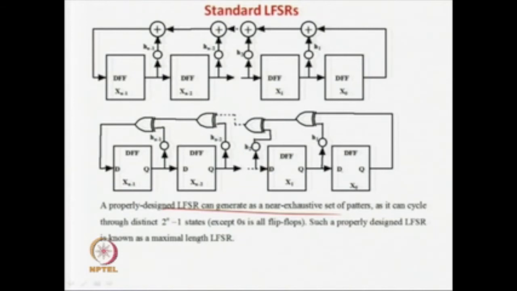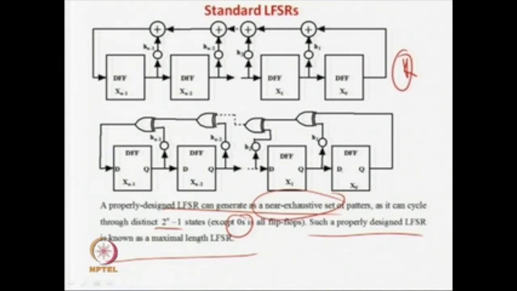LFSR which will generate a near exhaustive, or I can also say exhaustive, set of test patterns, as it can cycle through 2 to the power n minus 1 states. 0 is not there. Such properties in an LFSR are called a maximum length LFSR. That is what we require. So, what we require is some, say, k test patterns to be generated out of this. We will see how it generates.